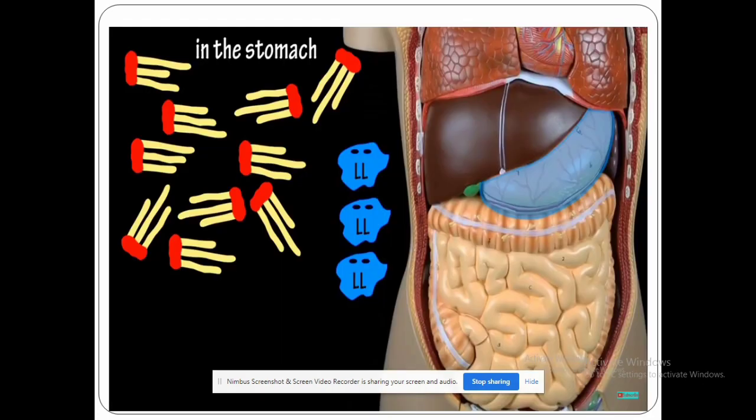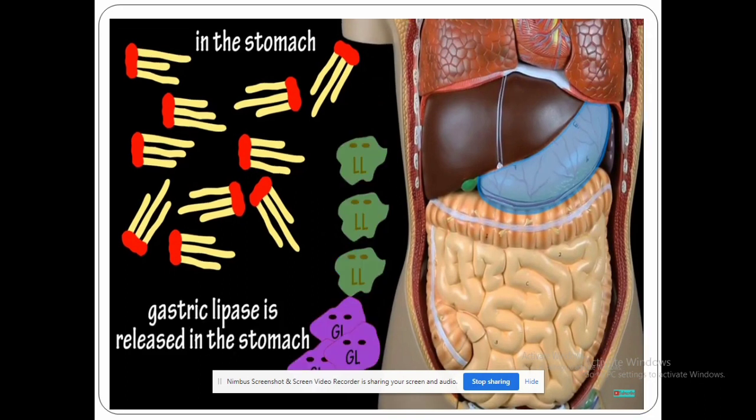Then the glyceraldehyde, they move to the stomach. In the stomach what happens? The gastric lipases are released in the stomach.